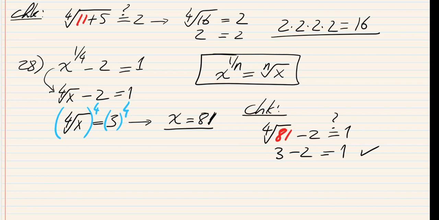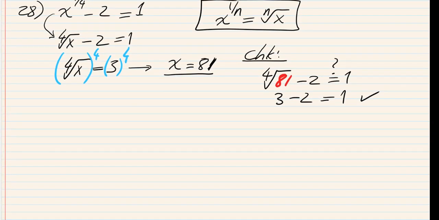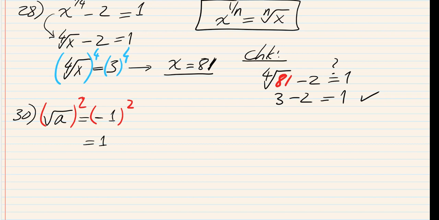Now, it's working, so how come we need to check, right? Let's take a look at number 30. In number 30, we have square root of a is equal to -1. So the radical is already isolated, and I'm going to square both sides. On the right side, -1 squared is 1. On the left side, square root of a squared is just a. So there you go. We have a potential solution. A is 1.